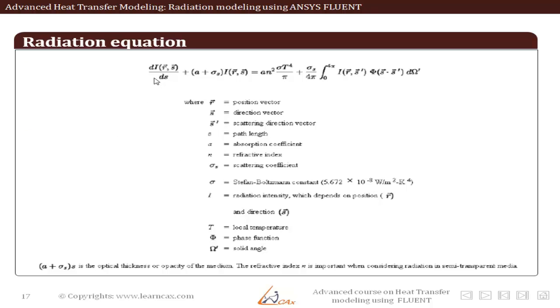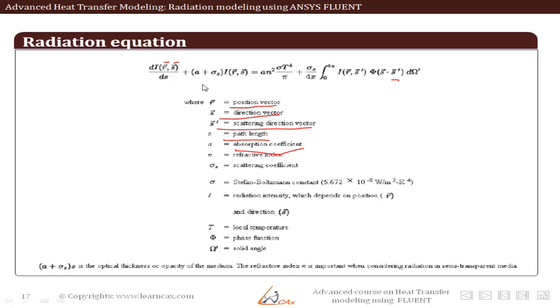So in this equation, I is the radiative intensity or intensity of radiation. R is the position vector, which is this. S bar is the direction vector, which is this S bar. Capital S bar is the scattering direction vector, which is given by this particular scattering. Delta is the path length, which is this particular delta.